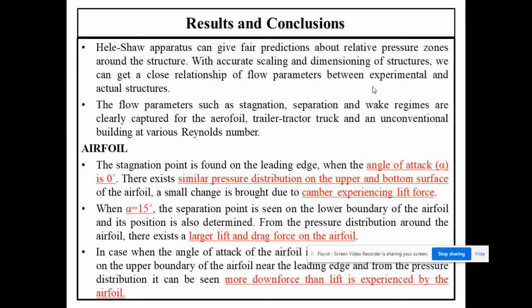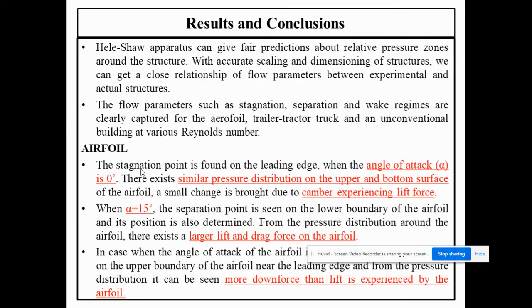But basically what we learned over here is that the Hele-Shaw apparatus can give a fair prediction about relative pressure zones on the structure. With accurate scaling we can get a close relationship between the flow parameters before going on to the actual structures. We also gain more confidence if we have visualized it with Hele-Shaw or any other apparatus. The flow parameters such as stagnation, separation, and wake region are clearly captured for the airfoil, trailer truck, and unconventional building at a particular Mach number.